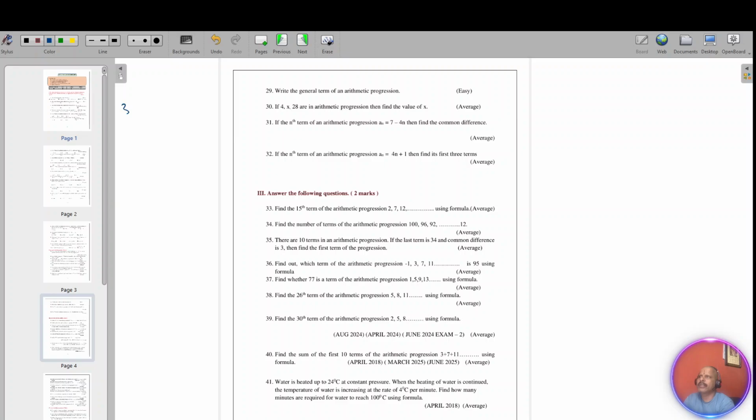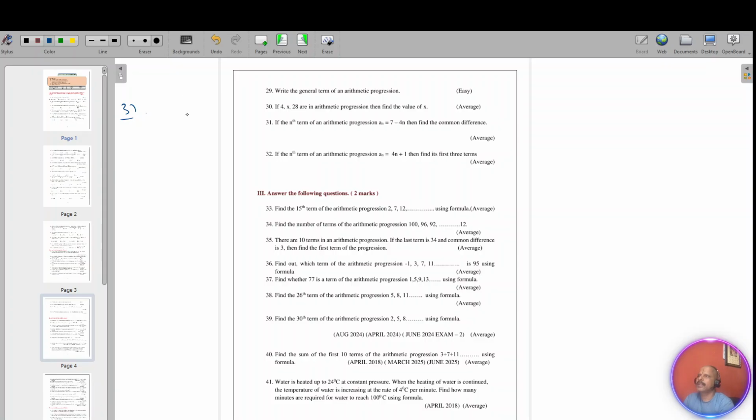37th. I'll give you a hint. You should try yourself. Find whether 77 is a term of AP. Yes, this will solve completely. See, both are same. In 36, it is sure that 95 is in AP. Here, 77, check whether this is in AP. Means when you find N, in both cases we are finding N. If N comes as an integer, then it's a part of AP. Let's see. I'll solve this.